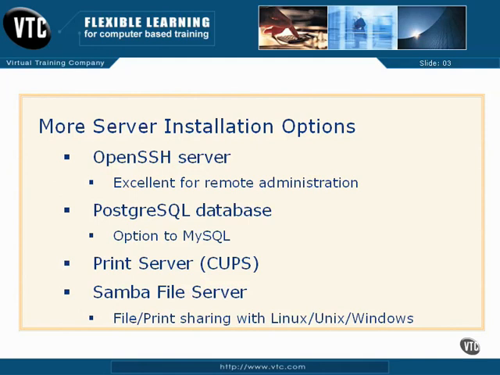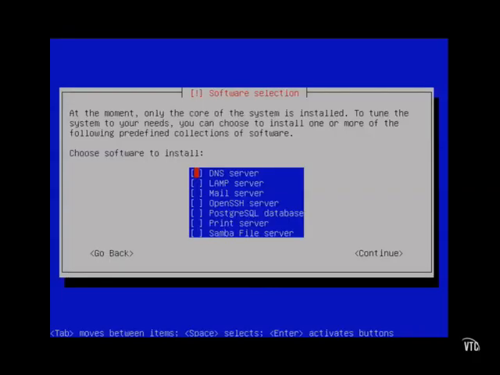I usually install the OpenSSH server on all my Ubuntu server systems, as it enables remote administration. The PostgreSQL server is an alternative to MySQL. If you select a print server, the default print server for Ubuntu Linux is CUPS, the Common Unix Print System. Finally, the Samba file server enables communication with other Linux, Unix, and Microsoft Windows systems. Specifically, it enables file and print sharing.